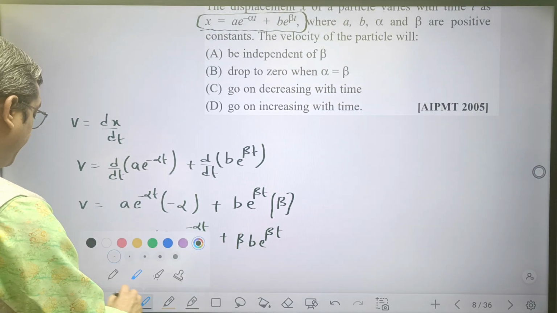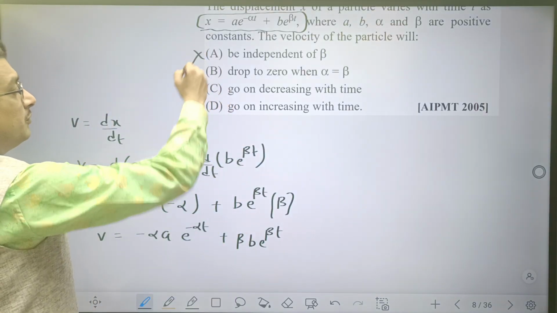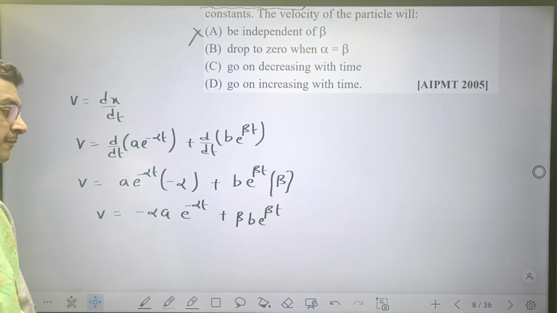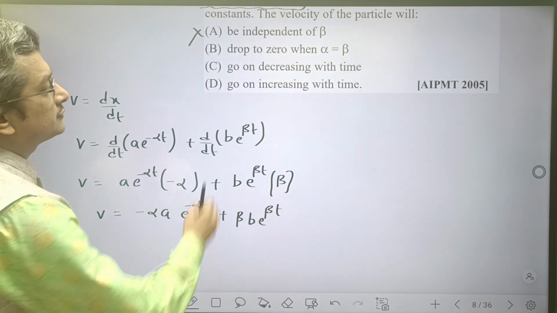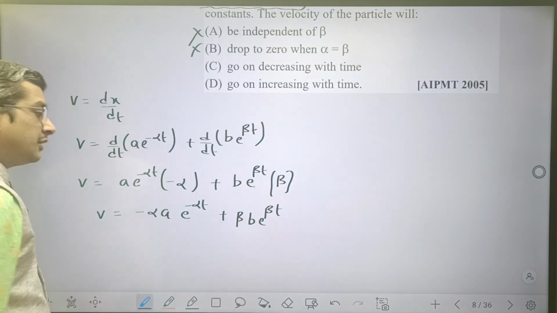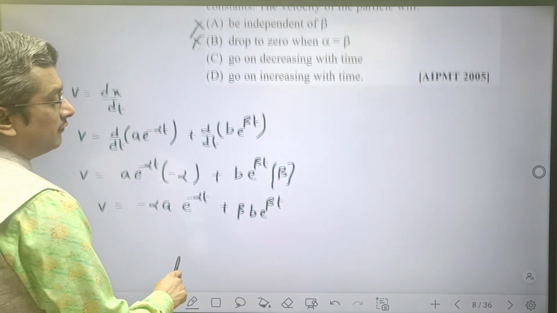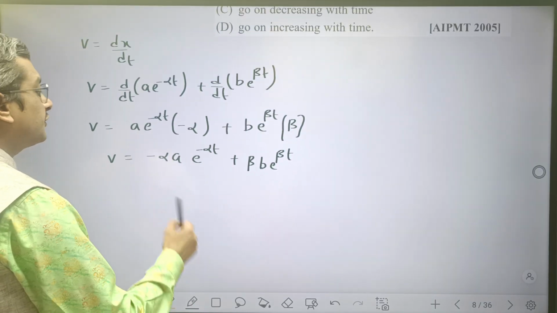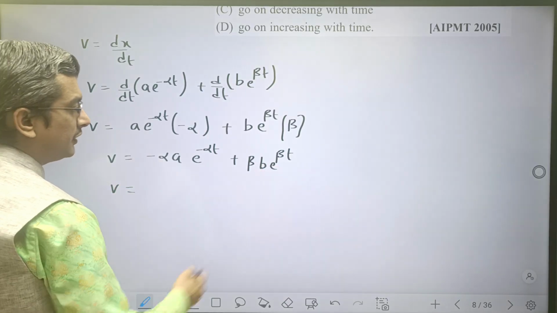So let's see. Be independent of beta. This option cannot be because here the beta comes. Drop to 0 when alpha is equal to beta. Again, this is not possible because a and b are different constants. So this is not possible. Go on decreasing with time, go on increasing with time. So this we have to find, whether it is increasing with time or whether it is decreasing with time, isn't it? So let us observe it here.